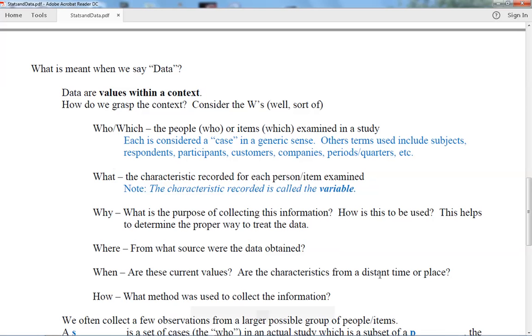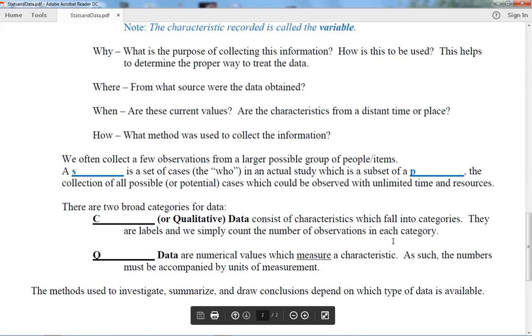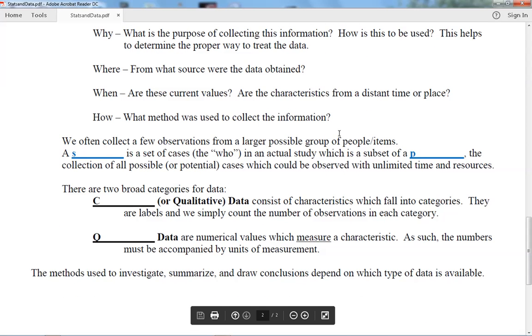We often collect a few observations from a larger possible group of people or items. A sample is a set of cases, the who, in an actual study, which is a subset of a population, which would be the collection of all possible or potential cases or subjects or patients or whatever, which could be observed with unlimited time and unlimited resources.